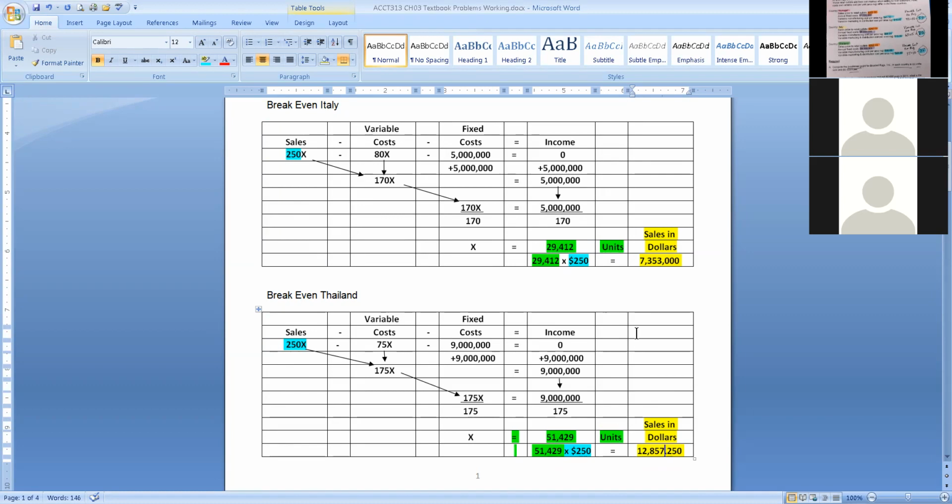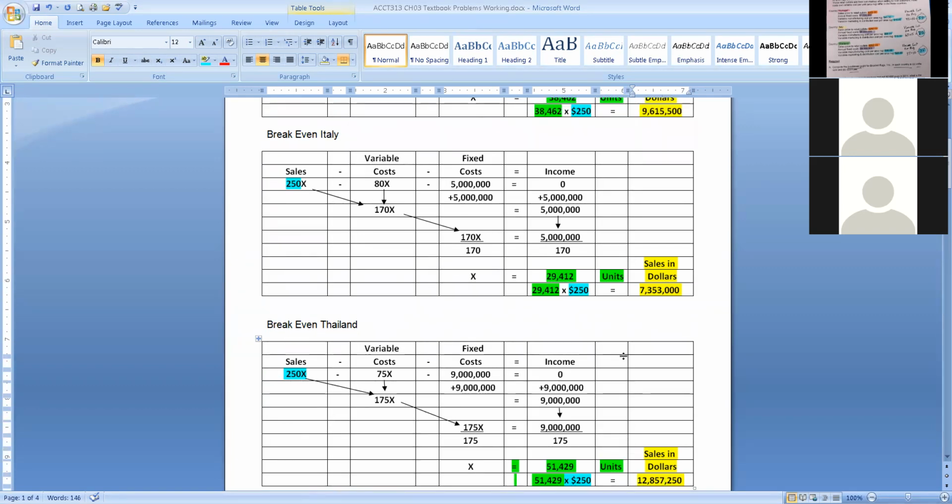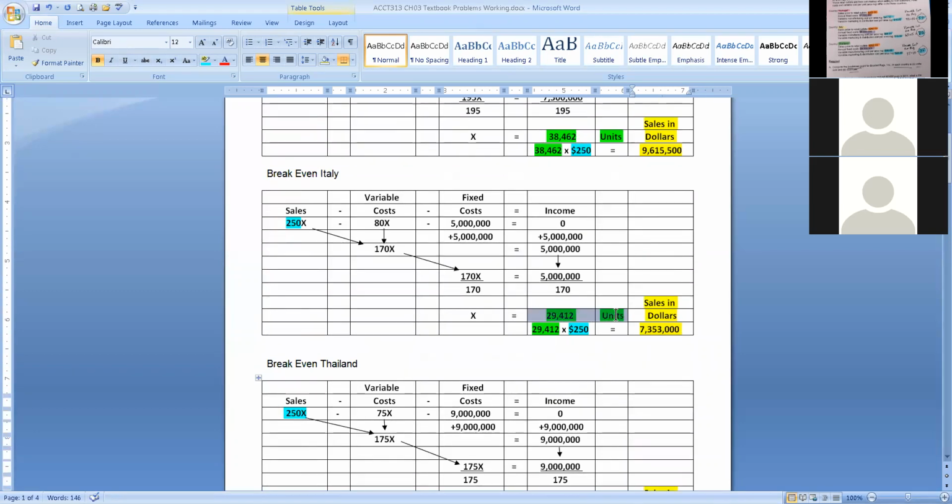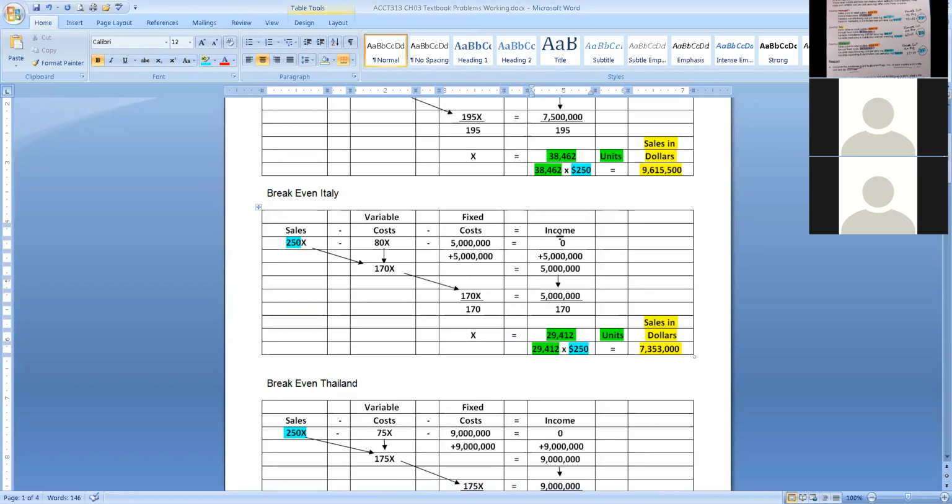Any question on that? Just to reiterate, you said that Italy is the best way to go because it takes the least amount of units in order to break even? Yes, exactly. So for instance, if you sold 30,000 of these rugs in Italy, you'd make money. Because you sold more than the break even, so you'd make money.